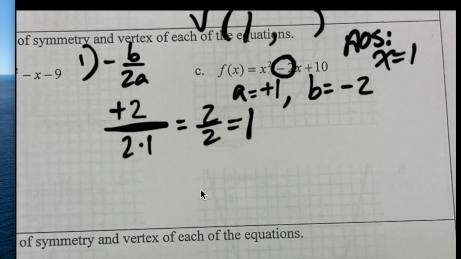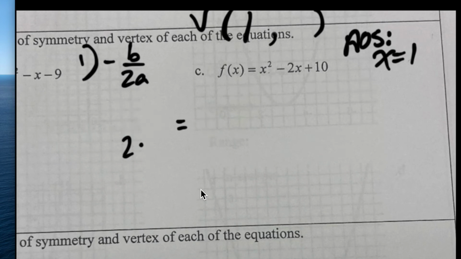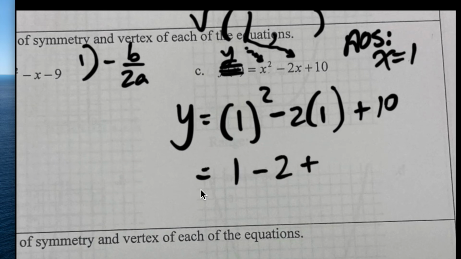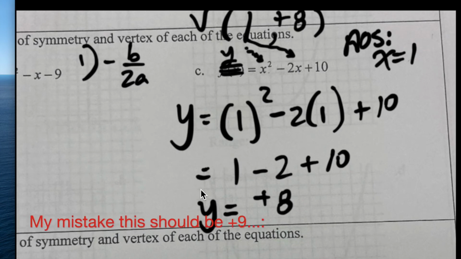Now, how do we find the y value? We take the x-coordinate of the vertex and we plug it into the equation to get our y value. We take this f of x, we cross it out, we replace that with y, and now we're going to take this one value, we're going to plug it in here anywhere we see x. So we are going to have y equals 1 squared minus 2 times 1 plus 10, y equals 1 minus 2 plus 10, y equals positive 8. Folks, that is your coordinates of your vertex and the axis of symmetry. Again, x-coordinate of the vertex matches the axis of symmetry.